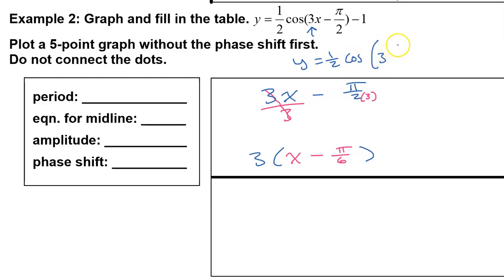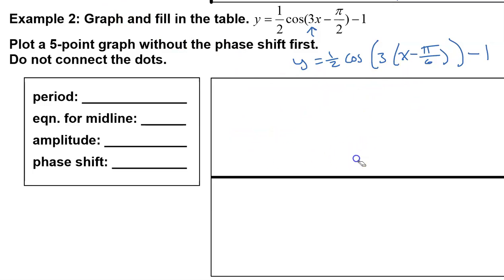Okay, and I'll have 3 times x minus pi/6, minus 1. So in this form, we can see what the phase shift is. The phase shift is the pi/6 right here. It's always the opposite sign. So because I have a minus here, my phase shift is a positive pi/6. But just be aware, if this had been plus pi/6, then my phase shift would be a negative pi/6.